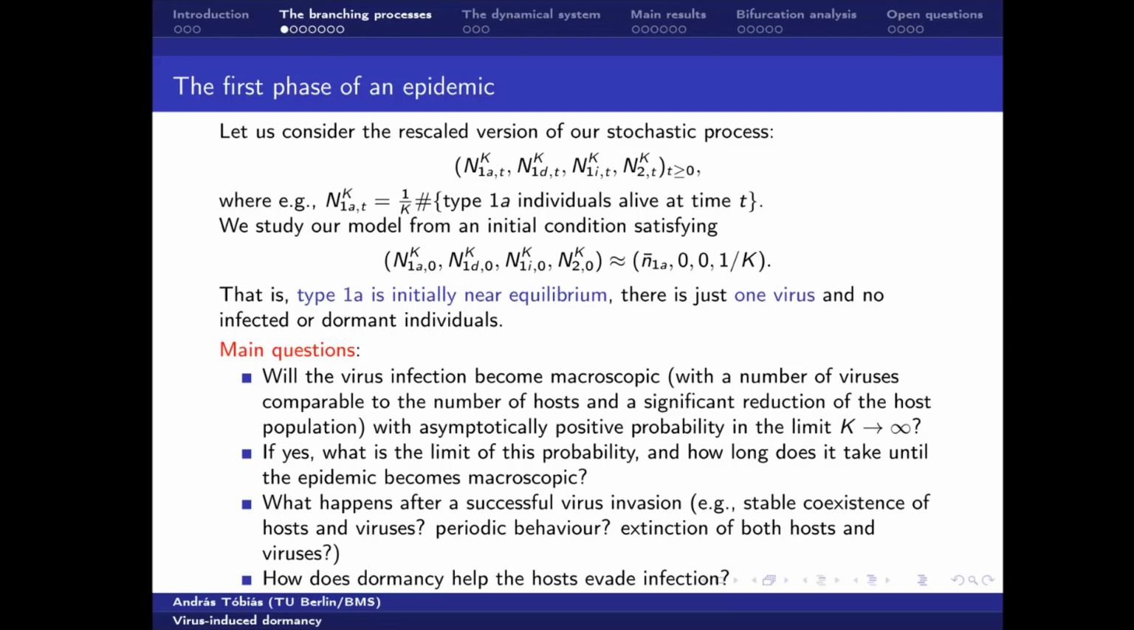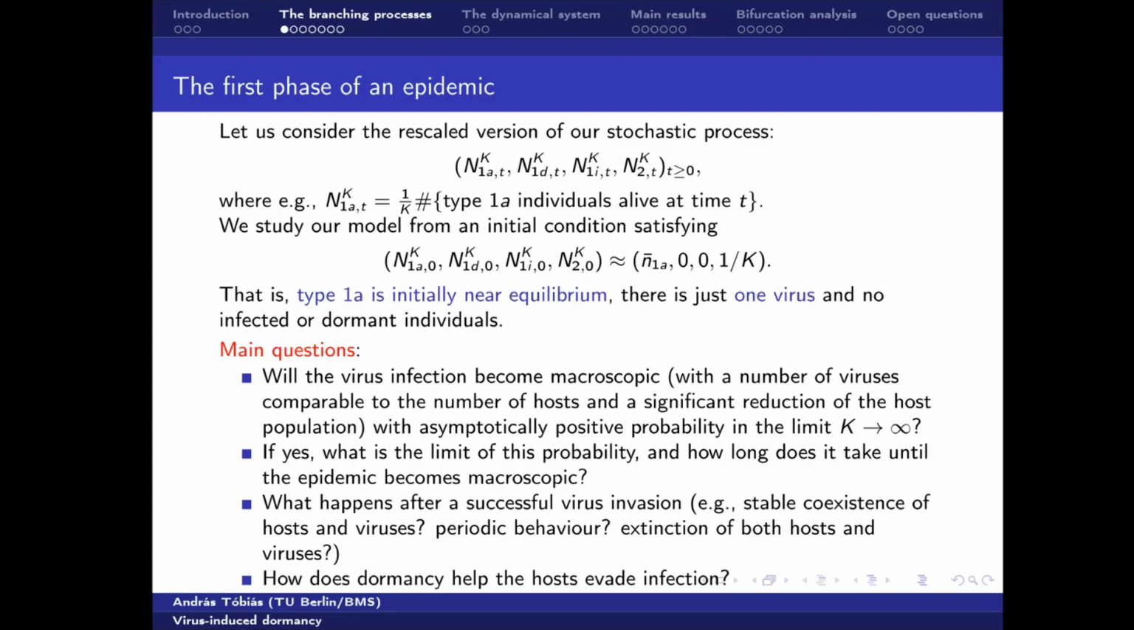Actives are in equilibrium, no infected individual, no dormant individual, and just one virus. And then the question is, will the virus infection actually become macroscopic? So will we ever see a number of viruses comparable to the number of hosts with asymptotically positive probability as K tends to infinity? Here, of course, stochasticity is important. It could happen that the first virus dies just by randomness, and then we don't see a big epidemic, but it could happen that it manages to infect somebody, and this infected host then manages to produce new viruses, and then in the end, you have a big epidemic.